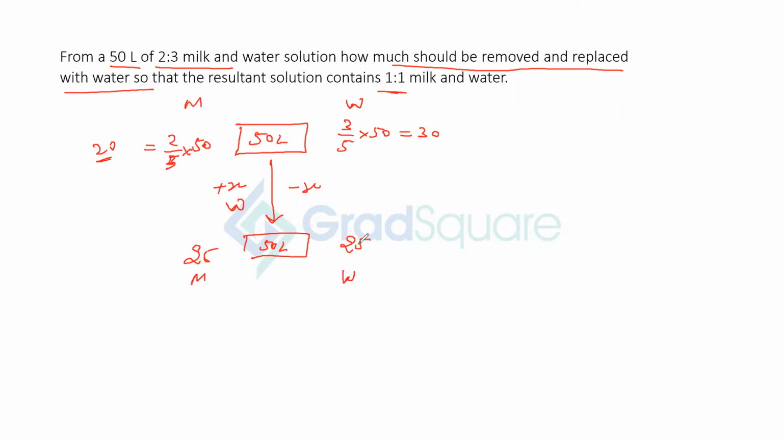Now let us understand what is exactly happening in this question. To start with, you have got 20 liters of milk and you are adding water to this. So how can the quantity of milk increase? That means to do this, you cannot replace it with water. You will have to replace it with milk so that the quantity of milk will increase. And that is only when you will have 1:1.